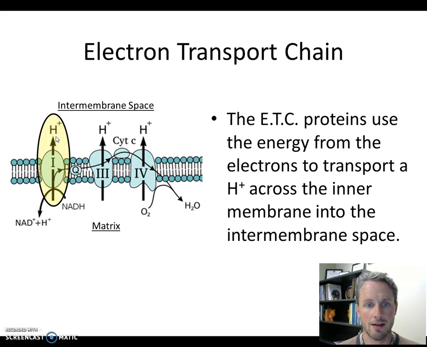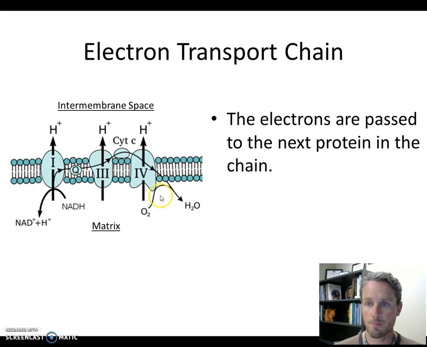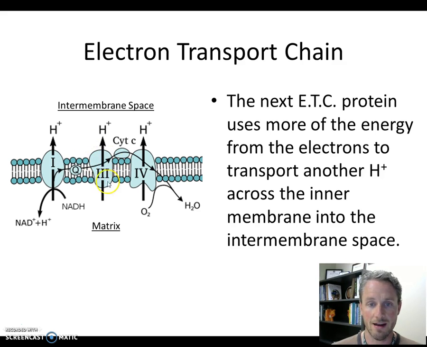Right, so that was step two. The next step is that the protein that just used the energy from those electrons will pass the electrons to the next protein in the chain. So here there's this protein labeled Q that's going to help transfer electrons from the first protein in the chain to the next protein in the chain. When this next protein is holding onto the electrons, it does the same thing the first one did. It uses the energy that's in those electrons to move a hydrogen ion, an H+, from the matrix to the intermembrane space. So we have another arrow here indicating that an H+ was moved up to the intermembrane space.